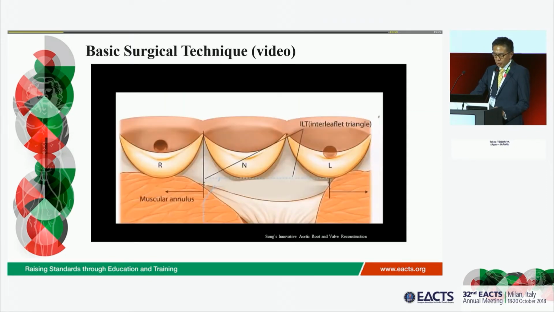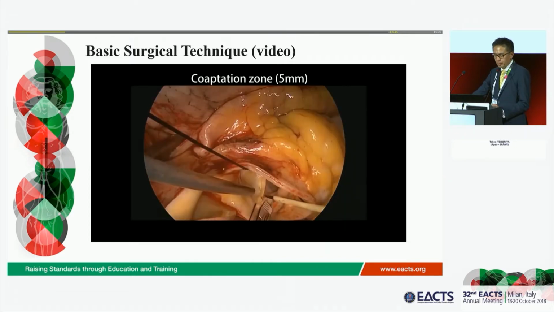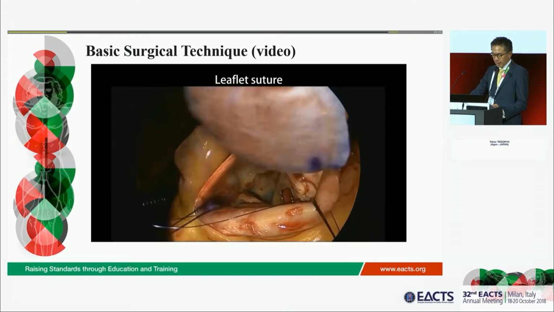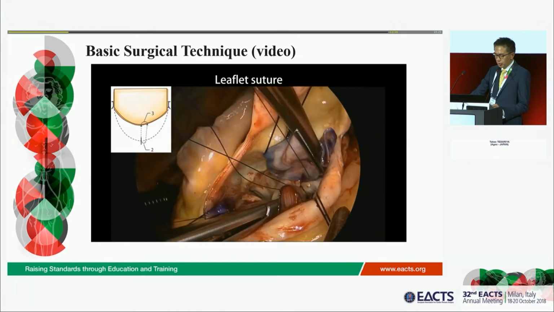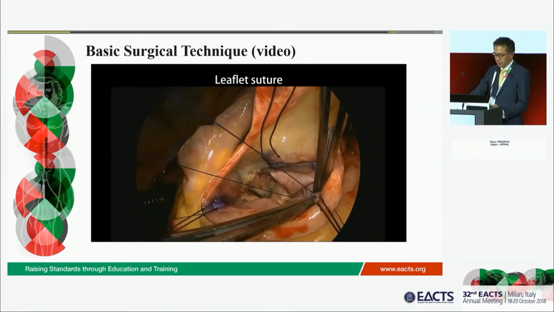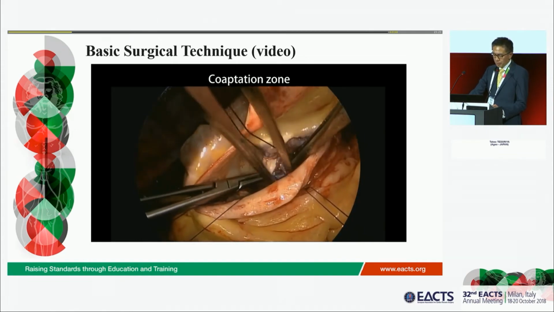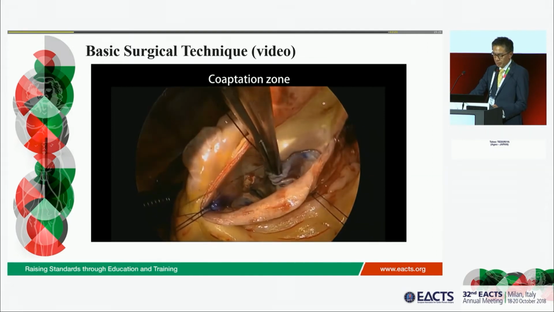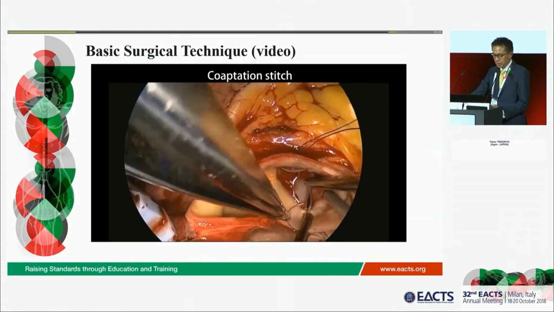And also we decided on a 5 millimeter coaptation height. So also we mark. And then our leaflet is sutured from the bottom to the commissure height at 3:2, and for the commissure zone, just suture 1:1. So the pericardium is treated with glutaraldehyde for 6 minutes.